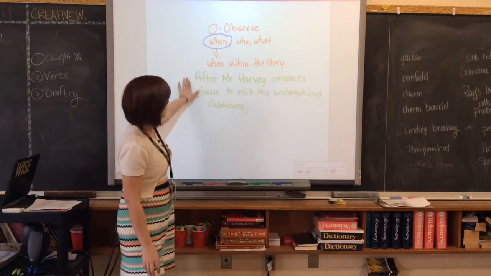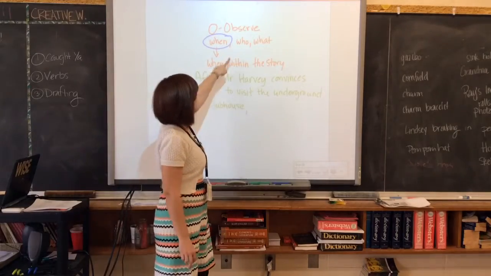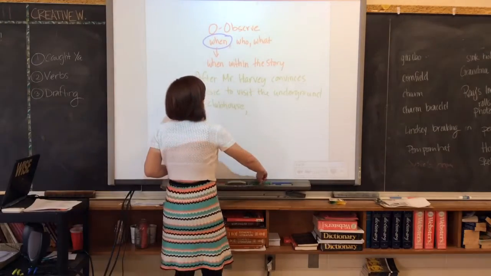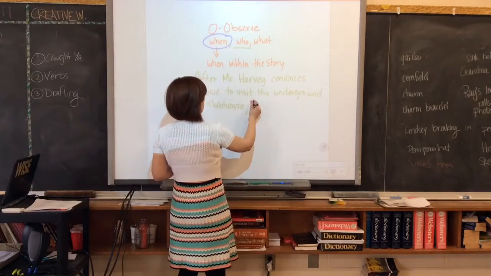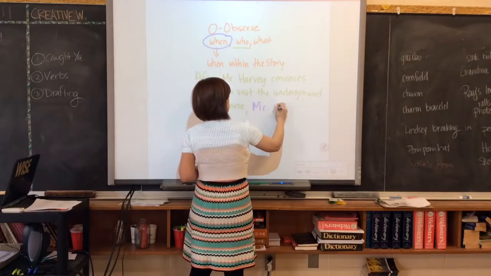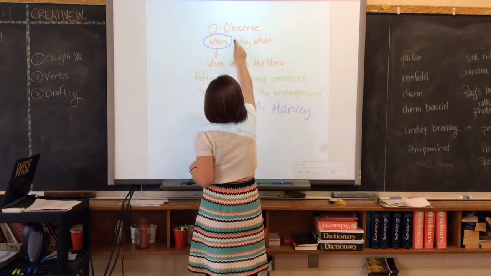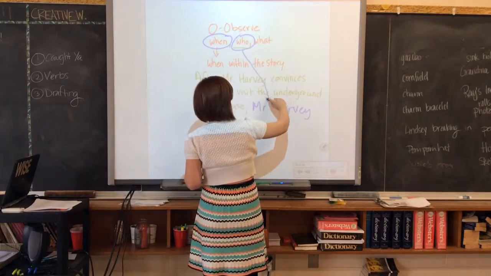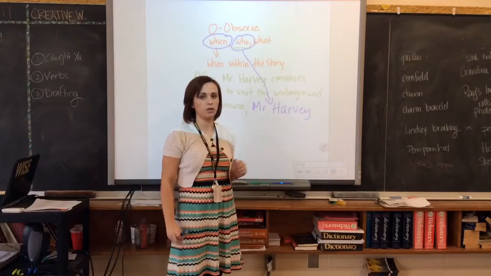So this when gives readers an idea about where within the story I'm talking, and now I'm going to address who. So now we need to talk about who is speaking. So we're going to add that onto our sentence and say, Mr. Harvey, this who is now attached to that. This is going to say who's about to start speaking within our textual evidence.